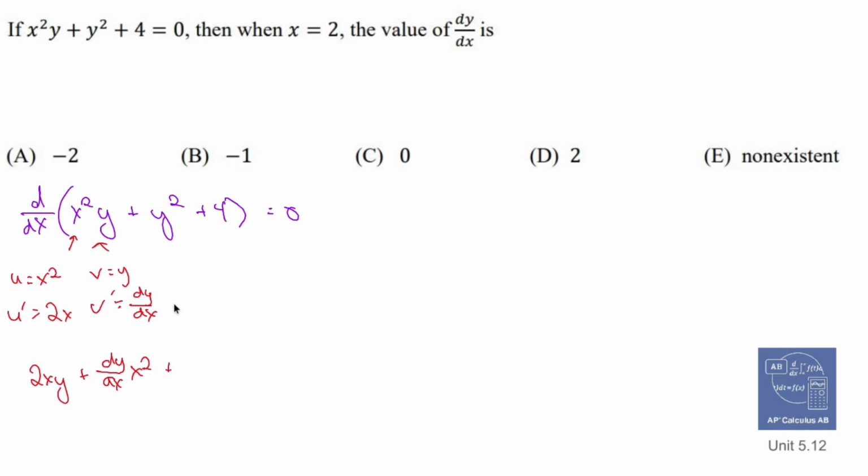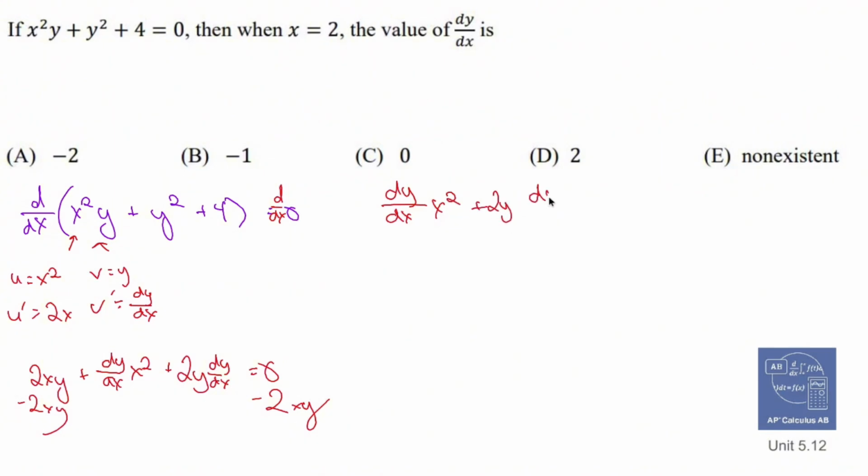I still have to add the fact that the derivative of y squared with respect to x is 2y dy/dx. The derivative of 4 is nothing, and the derivative of 0, which I forgot to write out, is also nothing. So let's subtract 2xy, and that gets me dy/dx x squared plus 2y dy/dx equals negative 2xy.